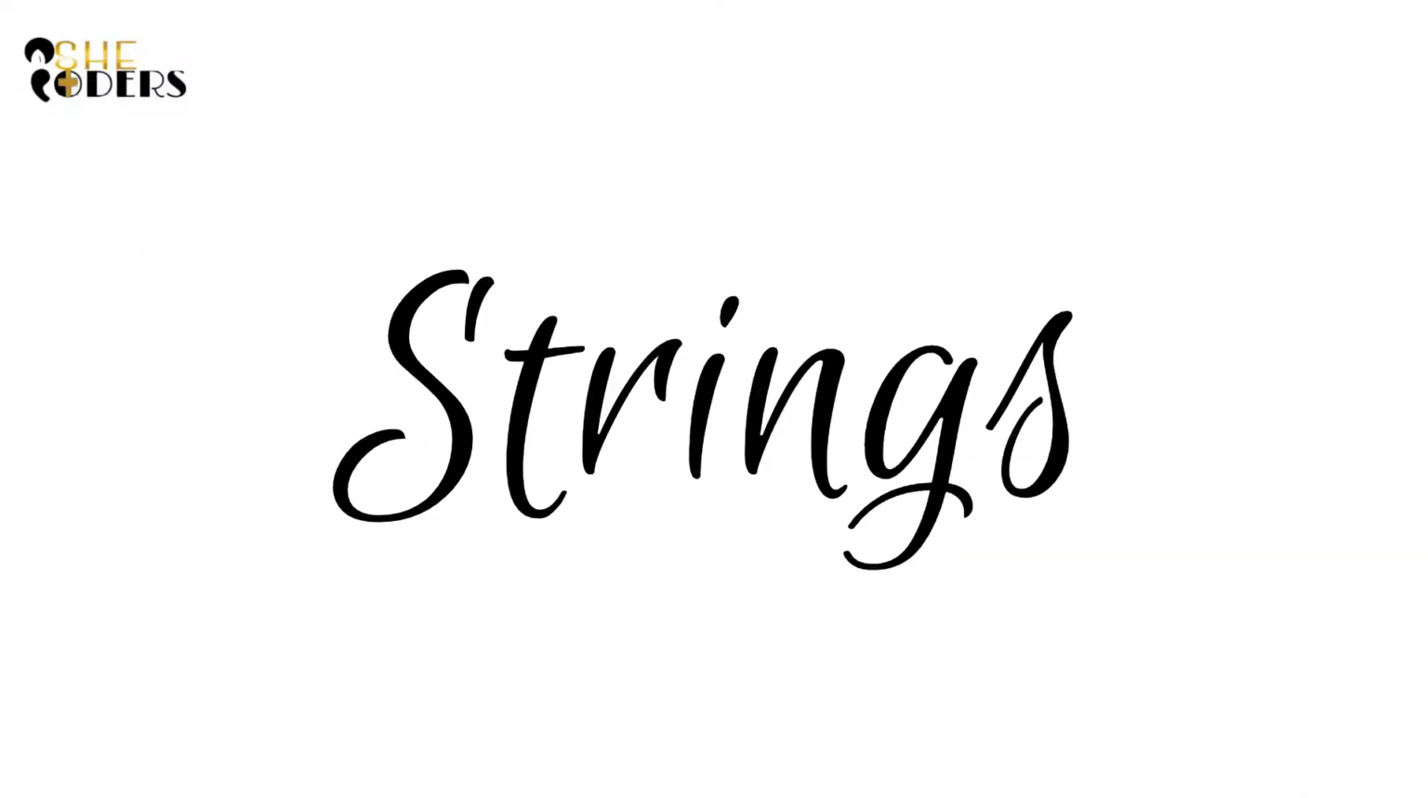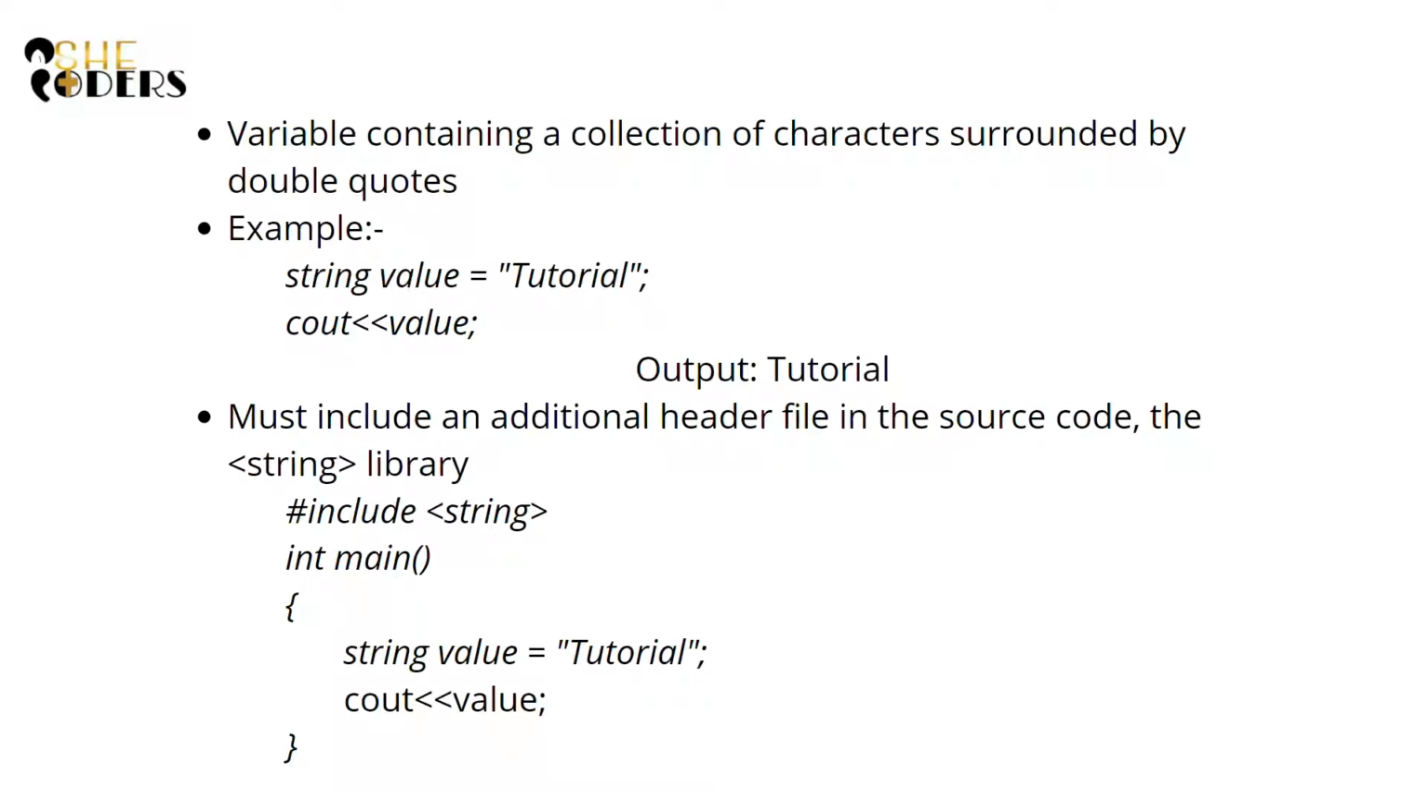So now comes strings. Strings are a major part and one of the most important things you should learn in C++. A string is a variable that consists of more than one character. It is a variable containing a collection of characters surrounded by double quotes. As you saw, whenever we want to store a single character, we surround it within single quotes. But for a collection of characters, that is a string, we need to surround it with a pair of double quotes.